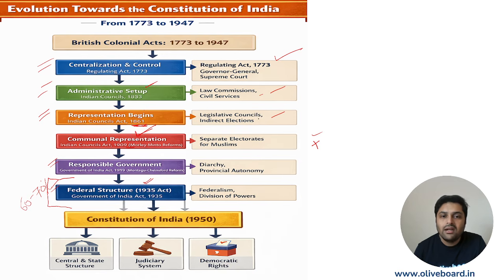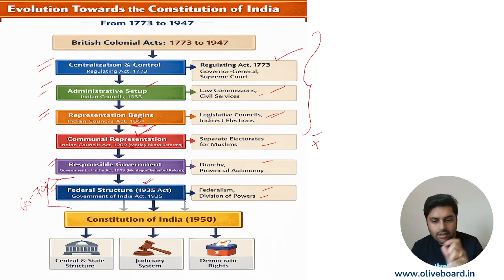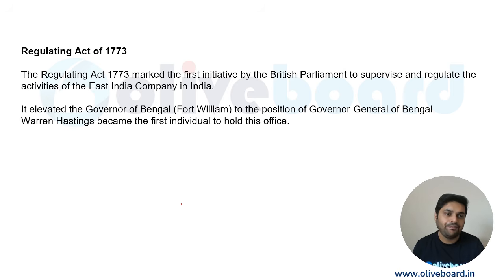Law commissions were made, legislative councils were made from this act. Then we had separate electorates, diarchy, provincial autonomy, federalism, division of powers. This is how our constitution progressed, evolved, to be honest. Now, coming to the academic part, act by act will start.